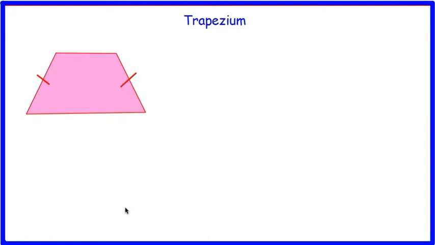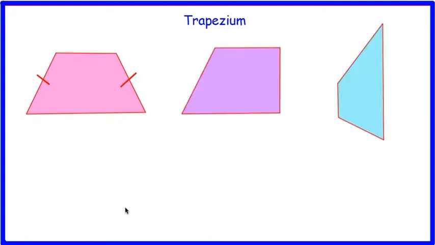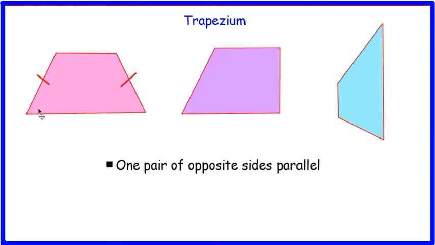Then I have my trapezium. Now, a trapezium can look like different things. Here are 3 trapeziums. All of them are trapeziums. This is an isosceles trapezium. These sides are equal and those angles are equal. And for a trapezium to work, one pair of opposite sides needs to be parallel. So they are parallel, and that is parallel, and in this instance, they are parallel, but they must be parallel.